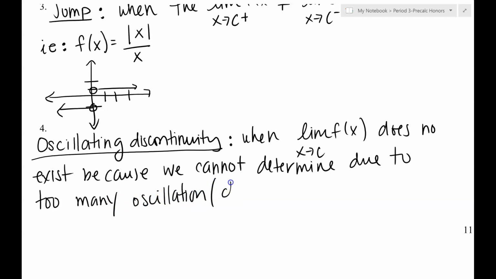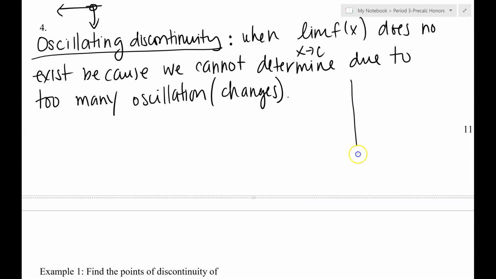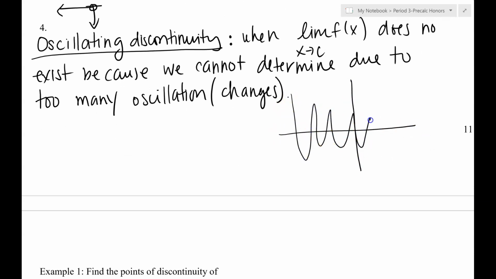Okay, so many changes. And I believe I kind of introduced this a little bit before with oscillations. When you have a curve that changes so much that you can't really determine where the height is as x is approaching a particular number. So that's what it means by oscillation. Okay. Again, I said for this course of Calculus A, we don't really need to focus on oscillation as much. All right, and I think that's the end of the definition.